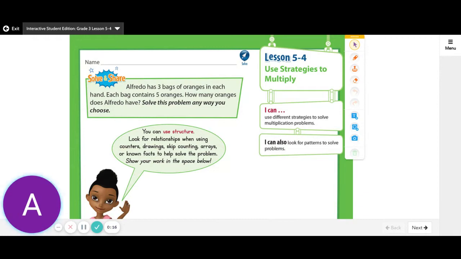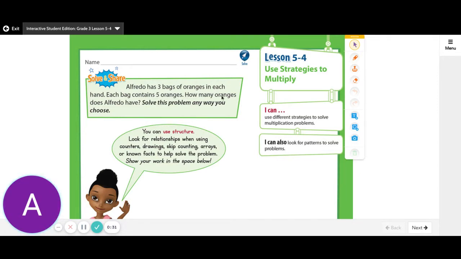Let's look at our I can statements. I can use different strategies to solve multiplication problems. I can also look for patterns to solve problems. So we're going to read a word problem together today. I want you to read it with me, and then we're going to solve using multiplication.